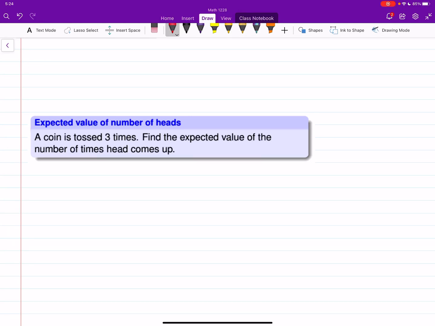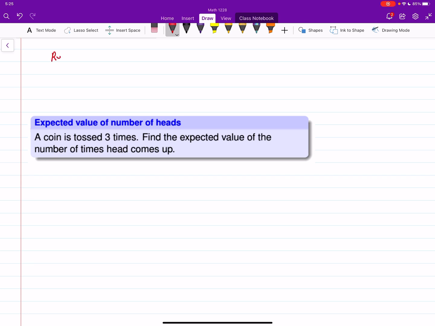Hello everyone. In this video we'll continue learning about expected value, and in particular we will learn a formula which will make our life easy when it comes to calculating the expected value of a binomial random variable.